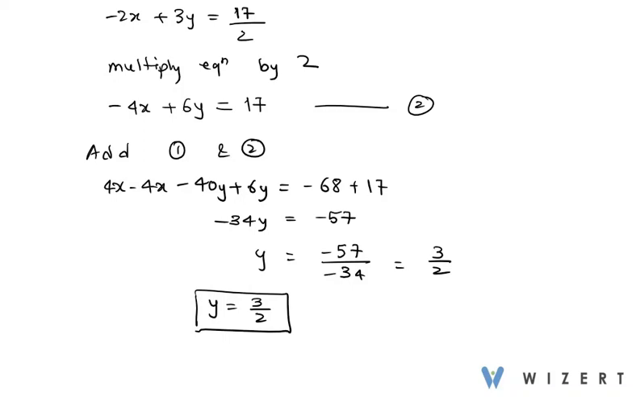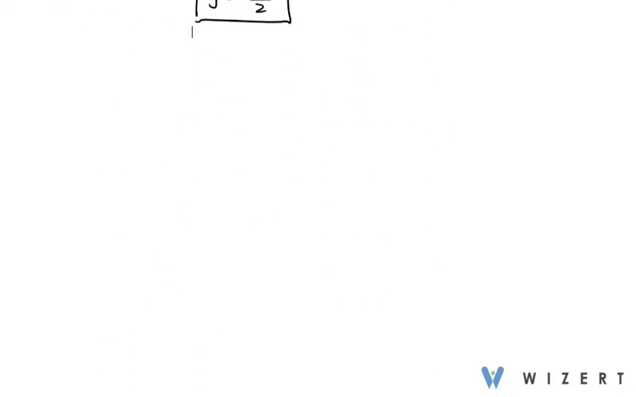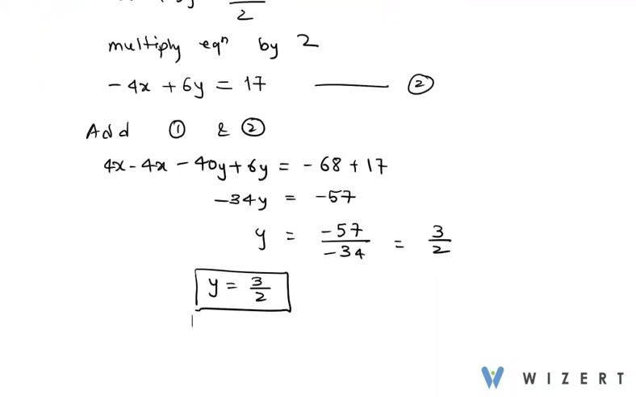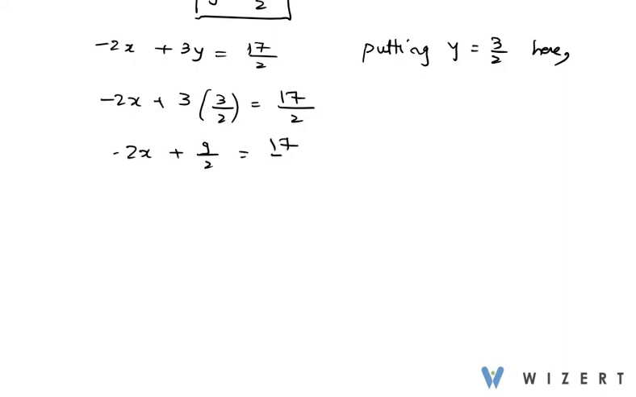Now we can put this value of y in given equation 2 to get the value of x. So given equation 2 was minus 2x plus 3y equal to 17 by 2. Putting y equal to 3 by 2 here, let's see what we get. We get minus 2x plus 3 into 3 by 2 equal to 17 by 2. So I get minus 2x plus 9 by 2 equal to 17 by 2.